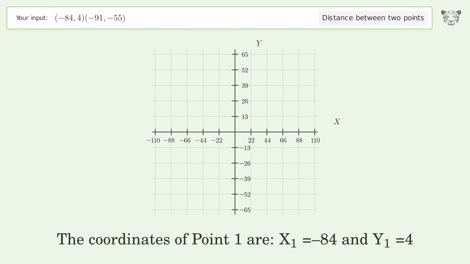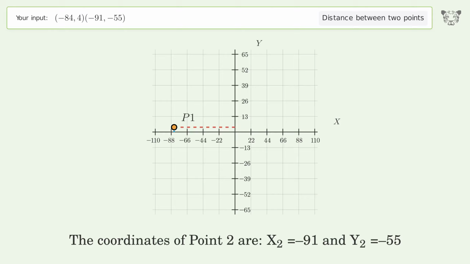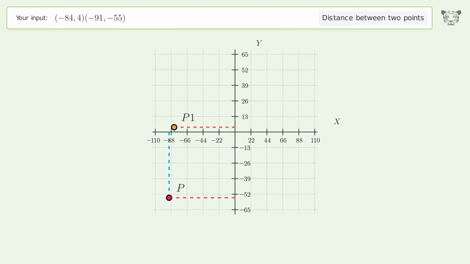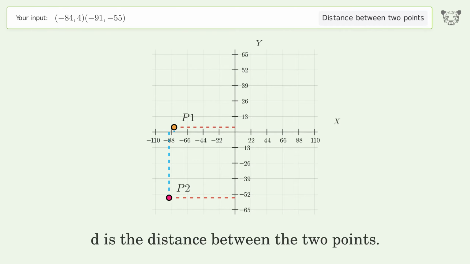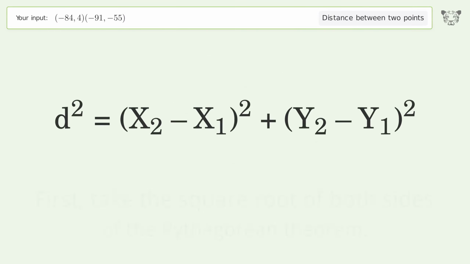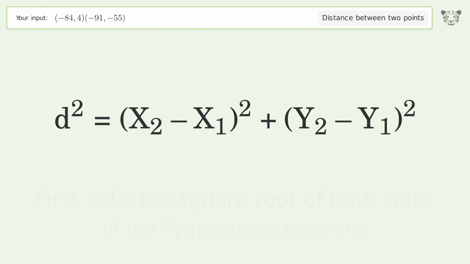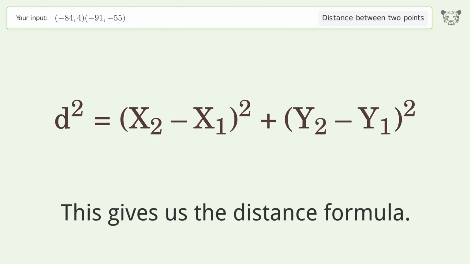The coordinates of point 1 are, x1 equals -84 and y1 equals 4. The coordinates of point 2 are, x2 equals -91 and y2 equals -55. D is the distance between the 2 points. First, take the square root of both sides of the Pythagorean theorem. This gives us the distance formula.